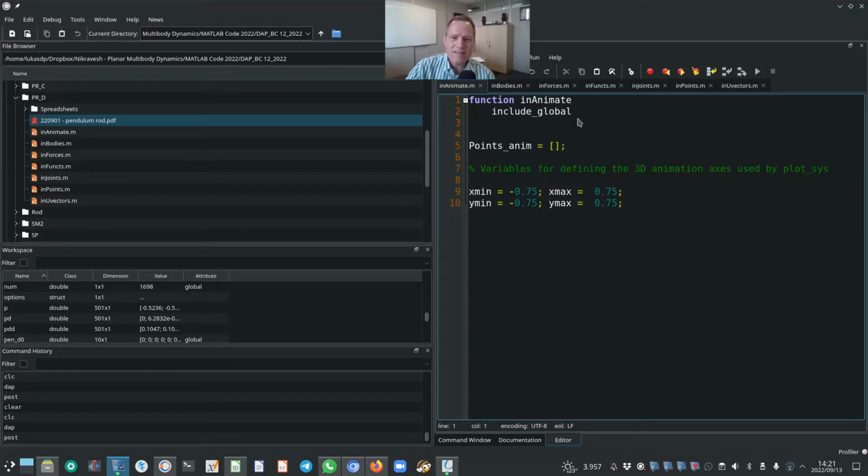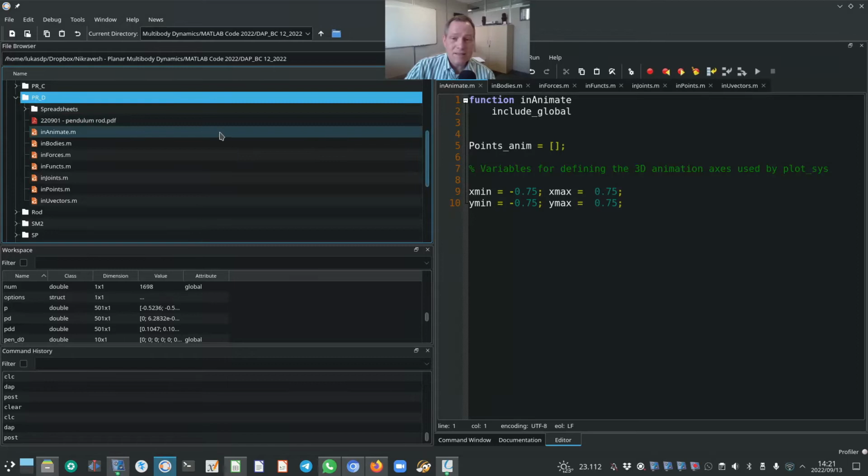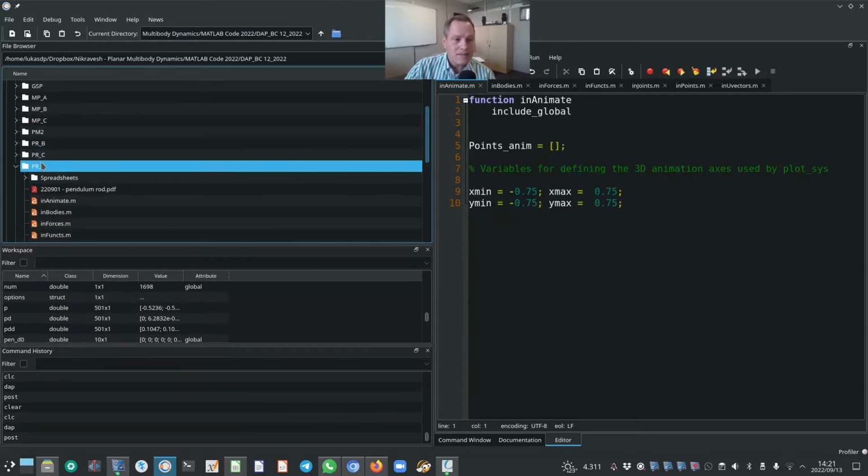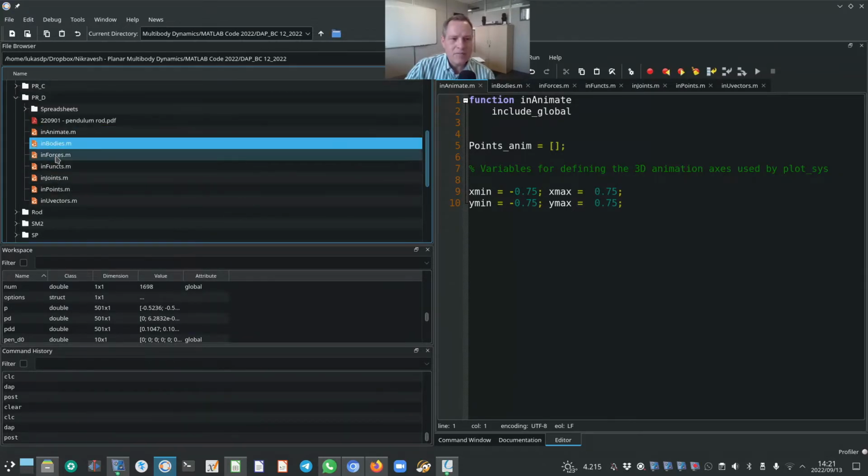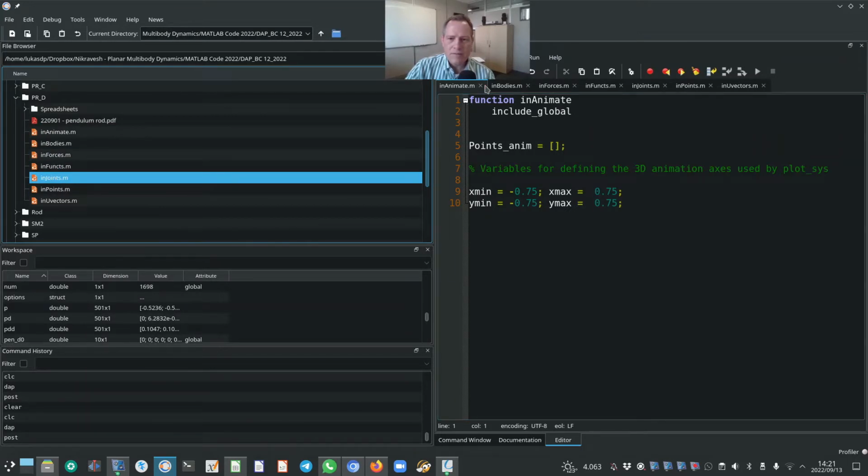Okay, so let's now simulate the driven pendulum rod using Prof. Newton-Raphson's Matlab code. And as I've explained in lecture 2, what you need to do is copy and paste one of the existing model subfolders and then edit these input files. Okay, so I've already opened the input files on the right hand side of my screen.